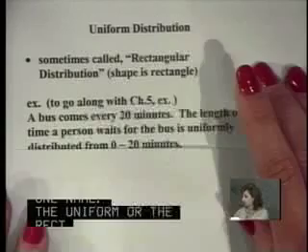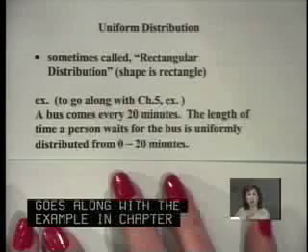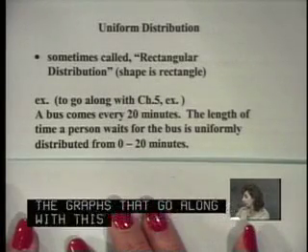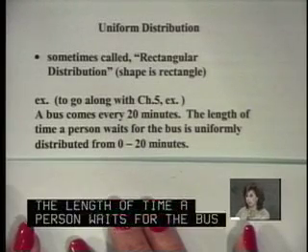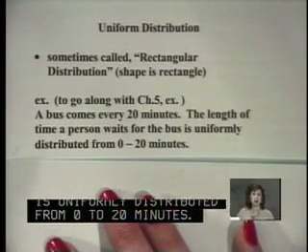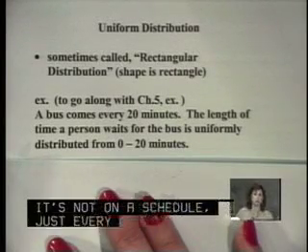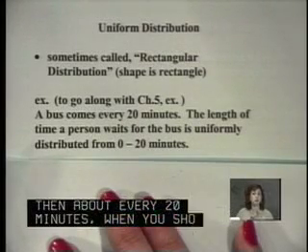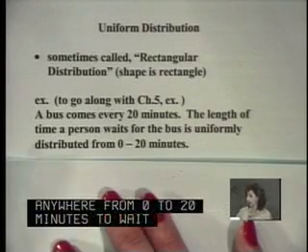I'm going to teach this by doing an example that goes along with the example in Chapter 5, where you do have the graphs that go along with this example. A bus comes every 20 minutes. The length of time a person waits for the bus is uniformly distributed from 0 to 20 minutes. That means the bus isn't on a schedule, it's just every 20 minutes. So maybe it's at 7 past and then about every 20 minutes. When you show up at the bus stop, you have anywhere from 0 to 20 minutes to wait, depending upon where you happen to show up in that cycle.